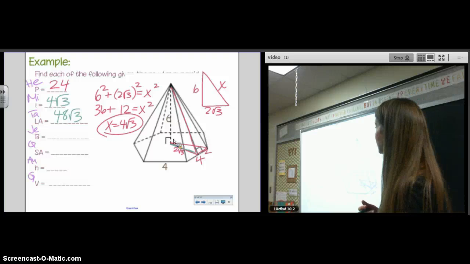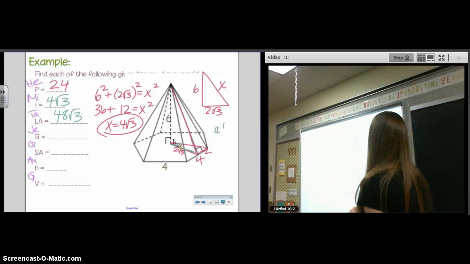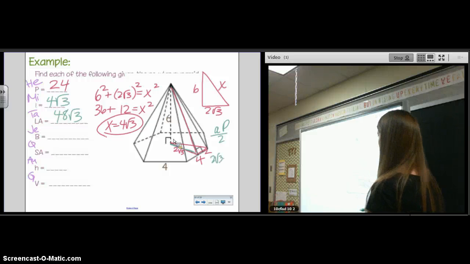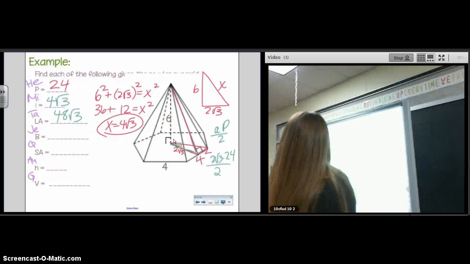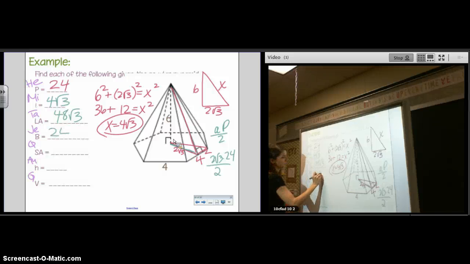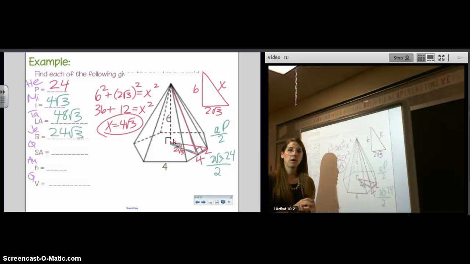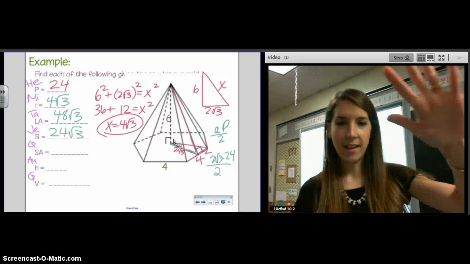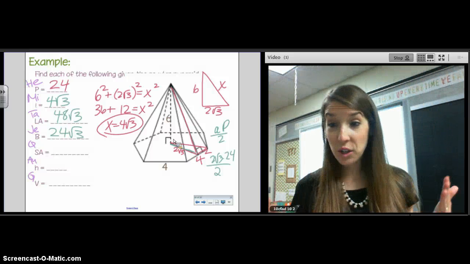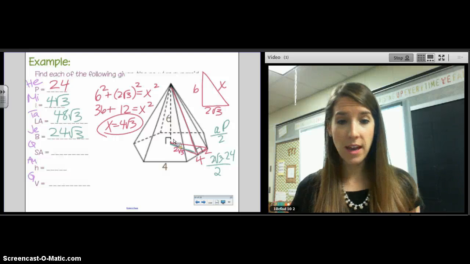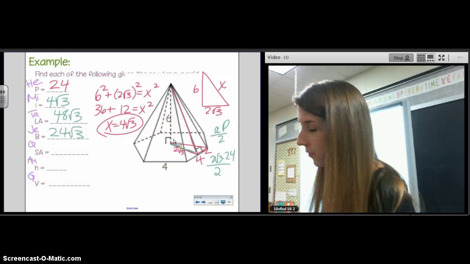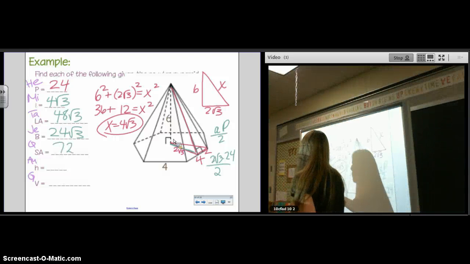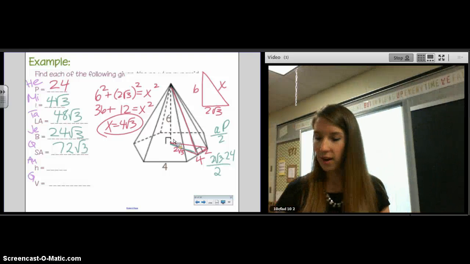Thank you, Jenny. So the base is a hexagon: apothem times perimeter divided by 2. So we take our apothem, multiply it by our perimeter, and divide by 2. So 24 root 3 is perfect. Quan, what about the surface area? You take the LA and you add B. And those are like terms. They both have root 3. Very good. So 48 plus 24, 72 root 3. That's nice. They're very rarely like terms.